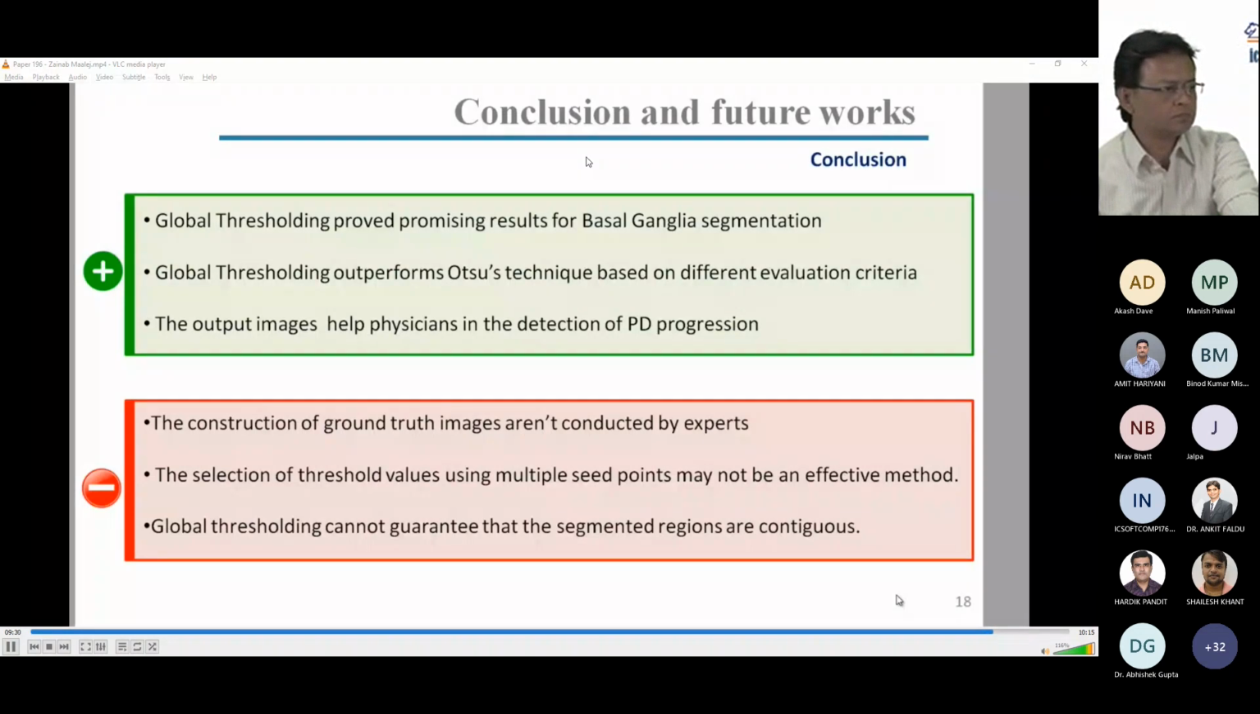Despite the notable performance achieved, this study has several limits. First, the construction of ground truth images isn't conducted by experts. Second, the selection of threshold values using multiple seed points may not be an effective method. In addition, global thresholding cannot guarantee the segmented regions are contiguous.